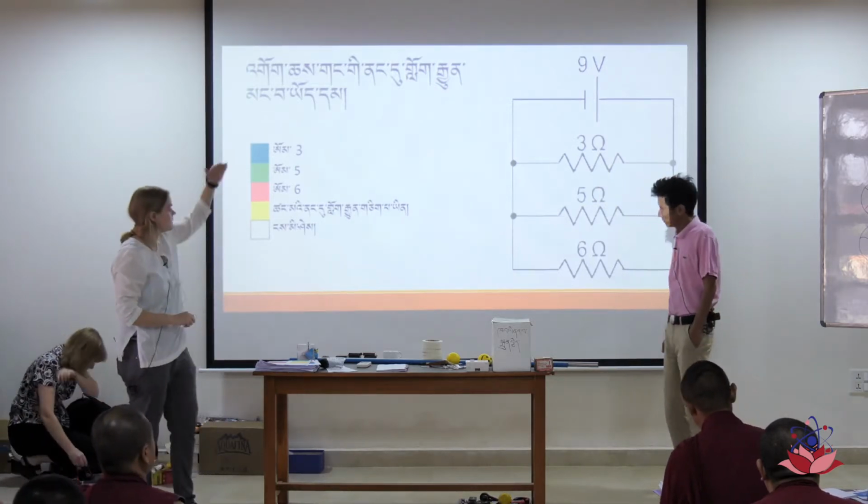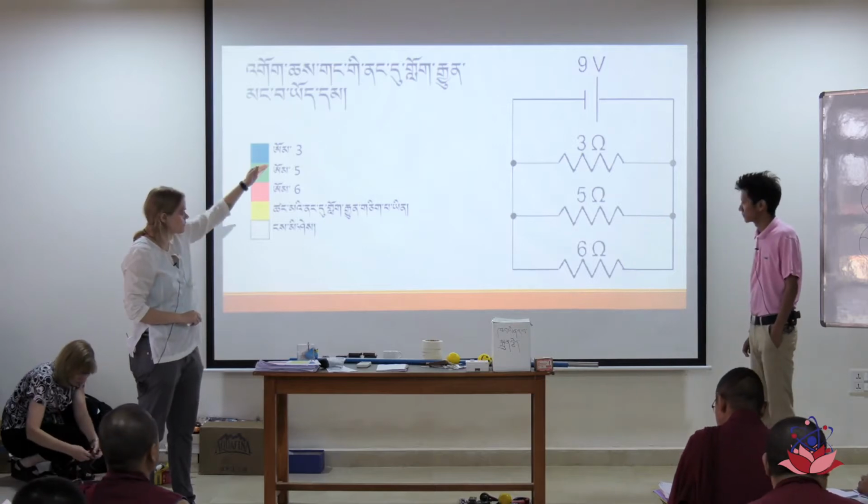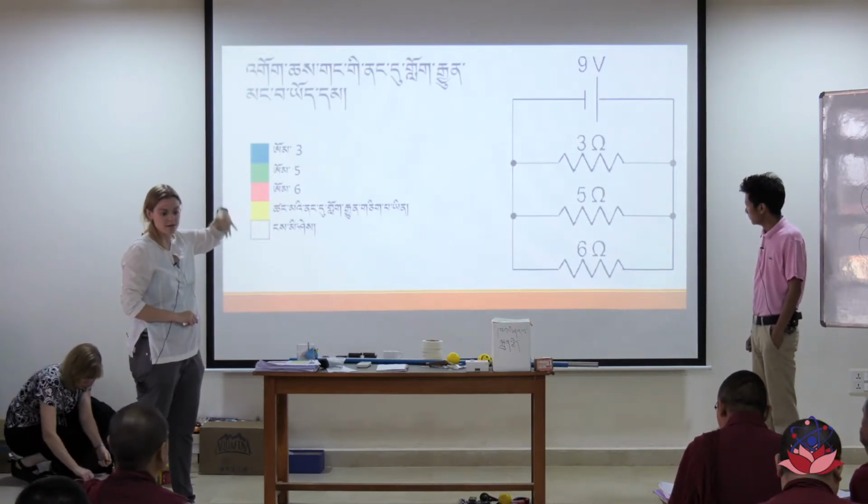Okay, so in this circuit, we have a resistor of 3 ohms, 5 ohms, and 6 ohms.